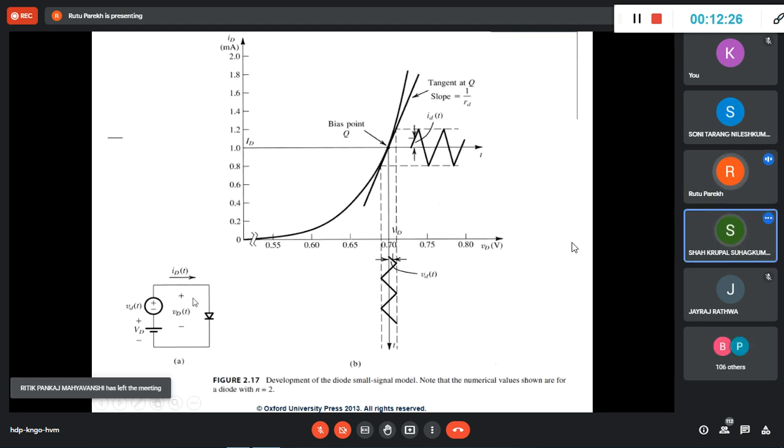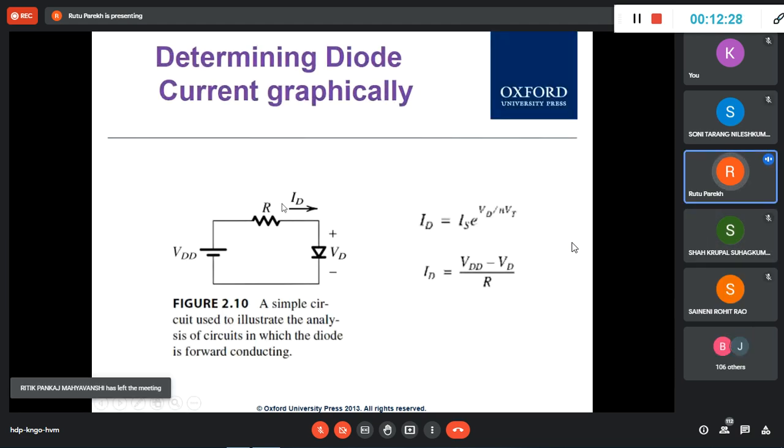So this is not a practical circuit. This is a practical circuit now. There is a resistor, and this is just one loop, a simple circuit where you have a diode connected to R. Now we have to determine the current.